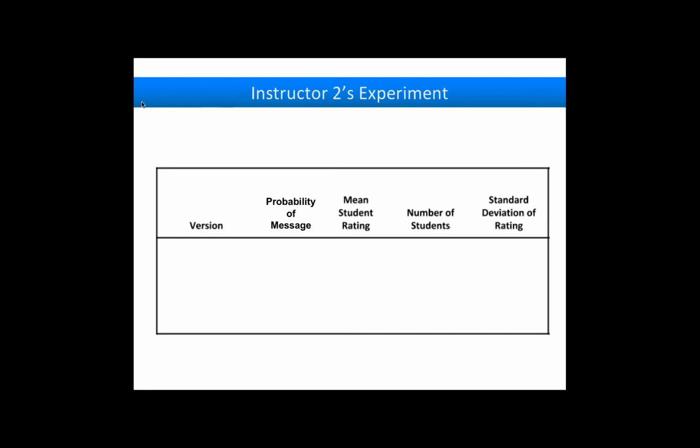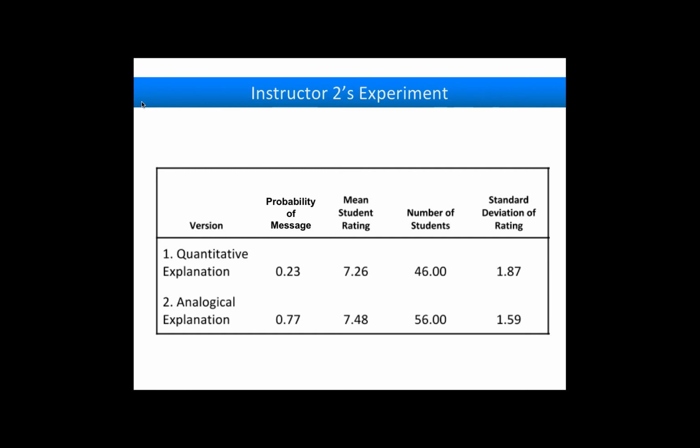Here's an example from Instructor 2. Here the instructor wanted to compare whether they should give a quantitative explanation of how statistical power can be computed or an analogical explanation. And by the time this experiment was wrapping up, there was a 23% chance of assigning the quantitative explanation versus 77% for the analogical. What that's reflecting is that there's evidence, or at least a trend, that the analogical explanation has a slightly higher rating than the quantitative.